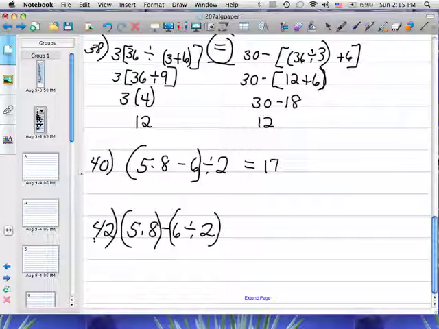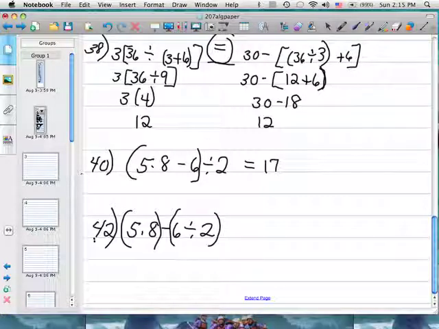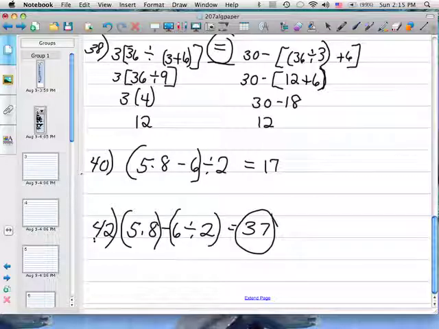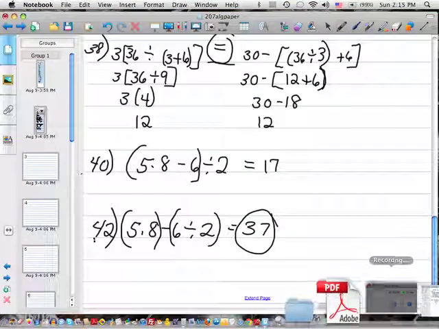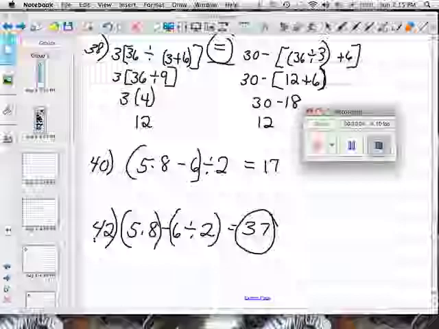Let's start on the left. Again, doing inside the grouping symbols, we'll have to do the 3 plus 6. So we have 3 times the quantity 36 divided by 9. And 36 divided by 9 is 4. So we have 12. On the right side, we can't do anything with 30 minus. We have to go inside the brackets. Do the 36 divided by 3, which is 12. And add 6, which is 18. So we get 30 minus 18, and that gives us 12, so that's equal.